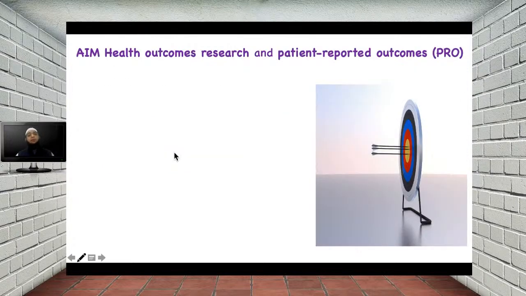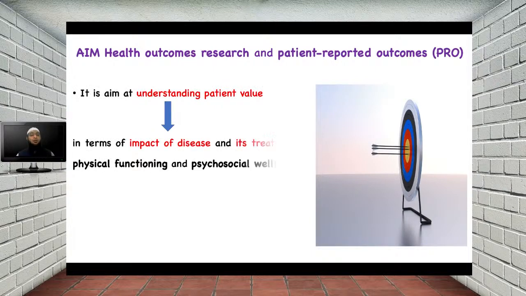So the aim of health outcome research and patient reported outcome is understanding the patient value in terms of impact of the disease and its treatment on physical functioning and psychosocial well-being. Now try to understand. These are a little bit scientific terms, little difficult to understand, but I will explain and make it easy so that you can easily understand the meaning of this, okay?